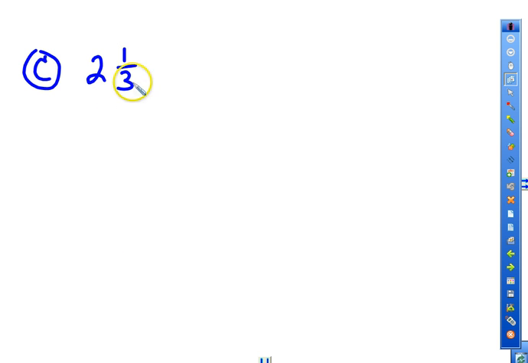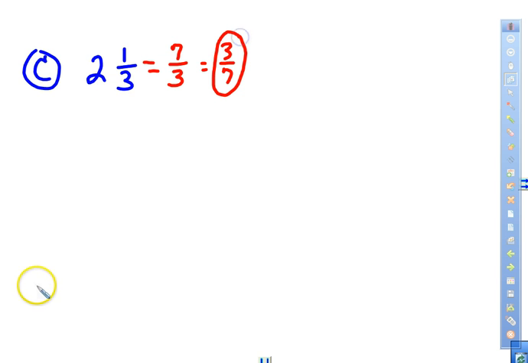Now again, before we solve this, we must make this into an improper fraction first. So 3 times 2 is 6, plus 1 more is 7/3. And then the multiplicative inverse, or reciprocal, would be 3/7. Okay, remember you have to make it into a fraction first, whether it's proper or improper. Then you can flip it. Okay, and obviously if it's a mixed number, you're always going to make it an improper fraction.